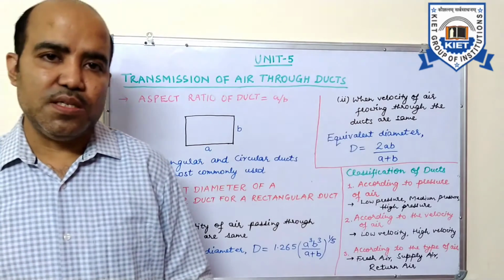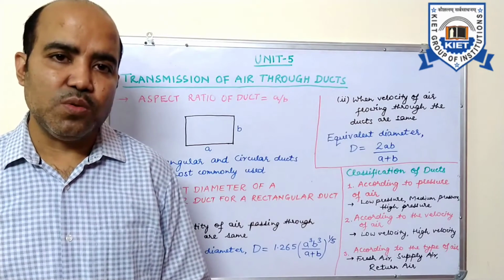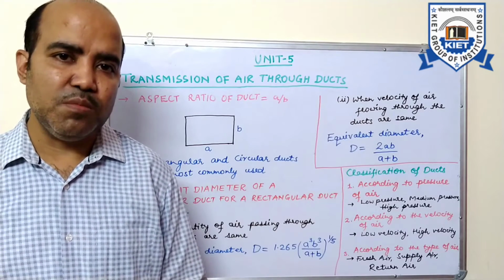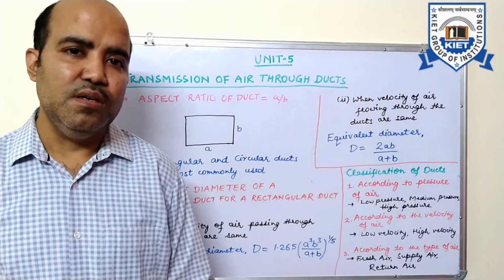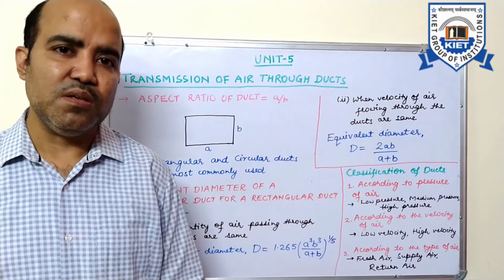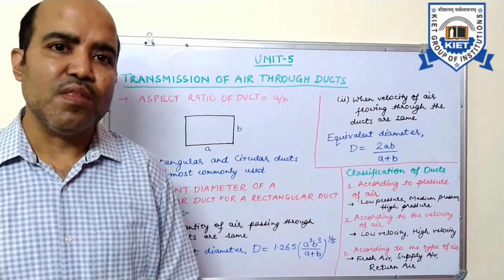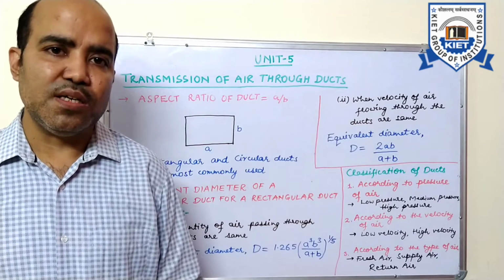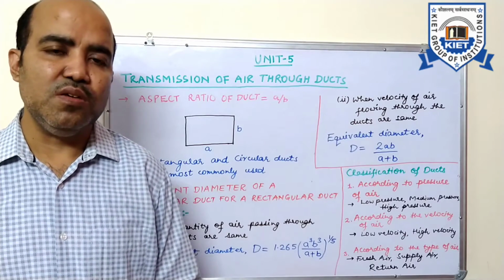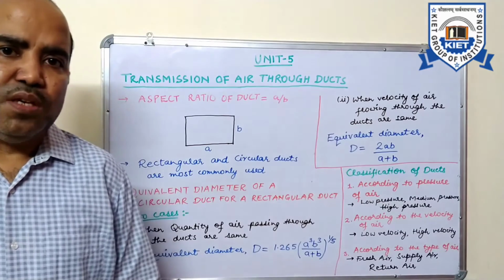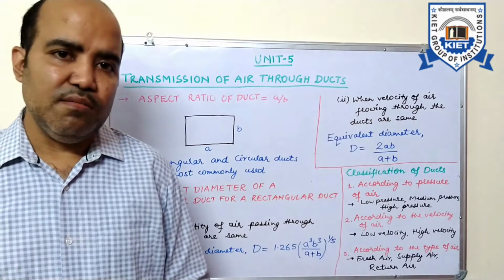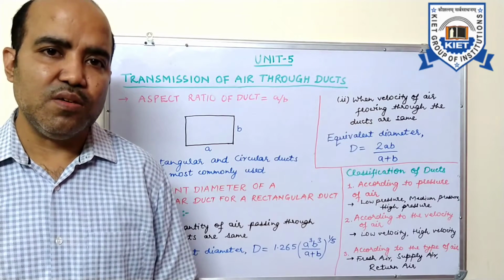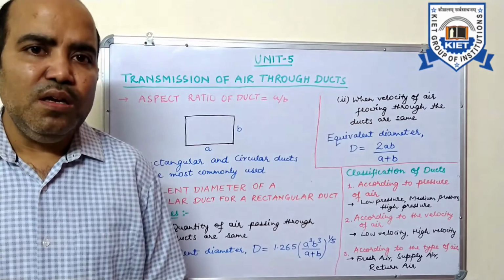In this lecture I will discuss the transmission of air through duct. You must have seen ducts in a number of places, maybe malls, hospitals, cinemas etc. In all these places the duct is used for transmission of air. They are a hollow structure and are generally made up of galvanized iron sheet or maybe aluminium.